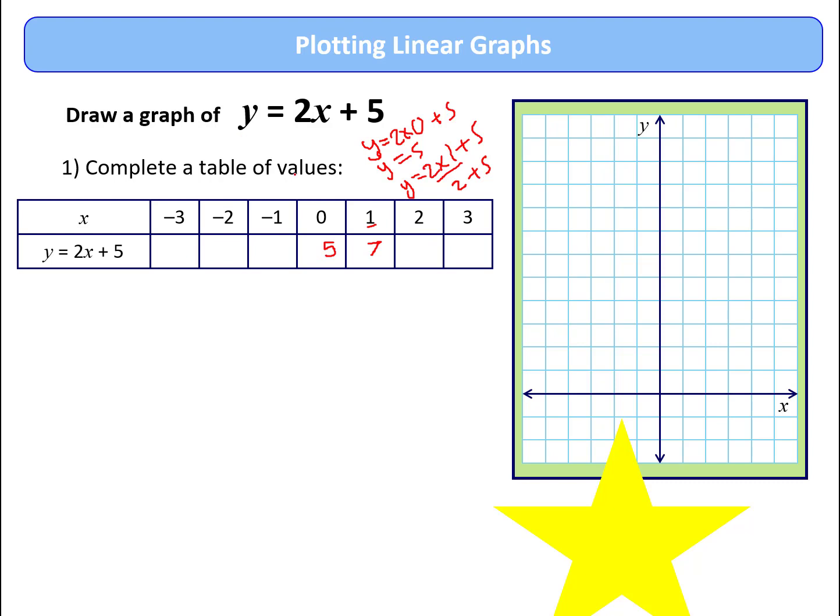Let's just do one more. When x equals 2, let's write that over here. So when x equals 2, y then is going to equal 2 times 2 plus 5. That's going to be 4 plus 5 equals 9. I'm going to fill that in.